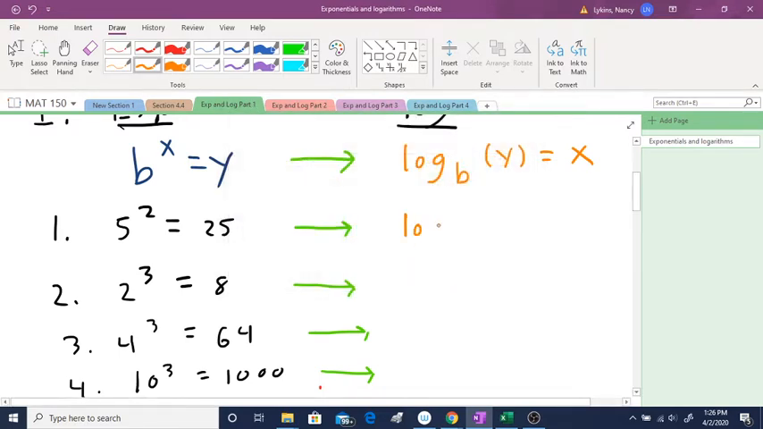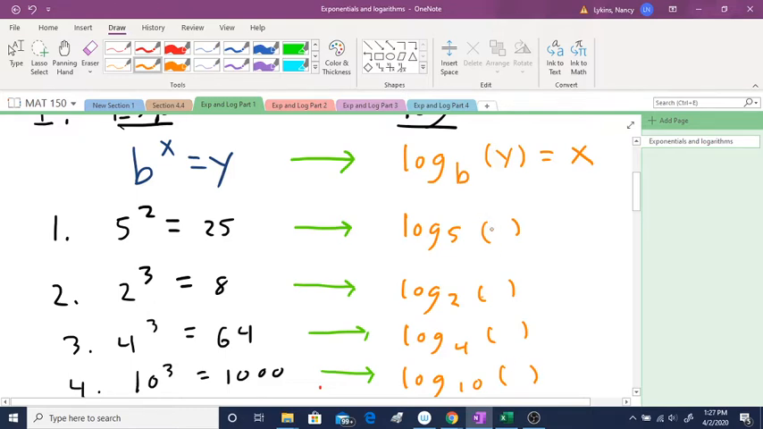So each one of these is going to have a log. And then I'm going to put the base. The first one, base 5. The second one, base 2. The third one, base 4. And finally, number 4, the base is 10. Then I've got parentheses. And notice one thing with my bases, they're below the log. It's like a subscript.